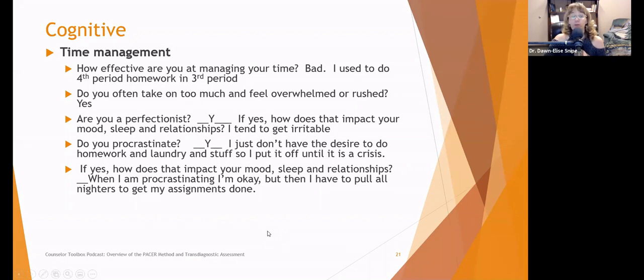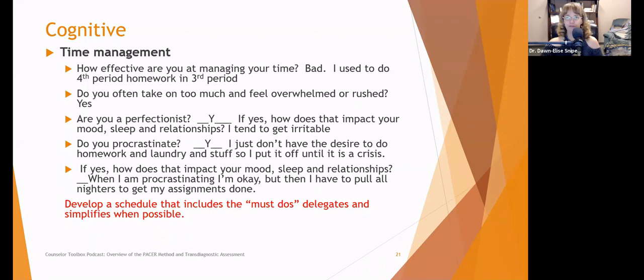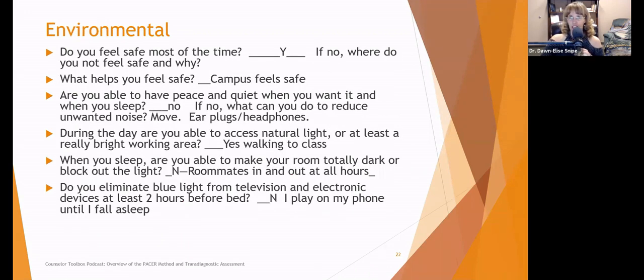She says when she's procrastinating, she feels just fine because she's doing things that she kind of enjoys, or she's watching TV. But then she gets home and she realizes, oh crap, I've got this paper due tomorrow and I've got to pull an all-nighter, which is also contributing to her sleep problems. And she's not getting her assignments done to the quality that she would like. She says she feels safe. Campus feels safe.